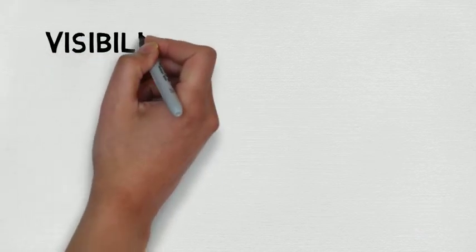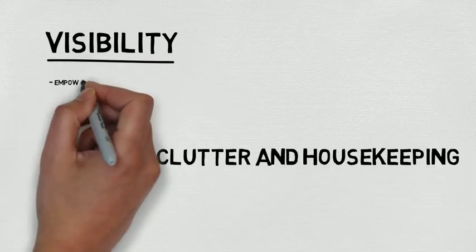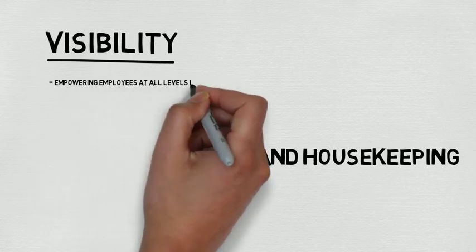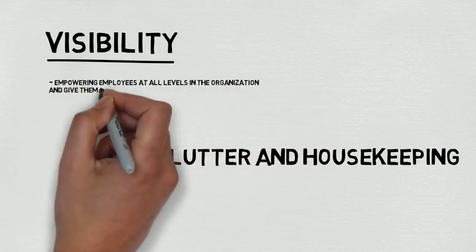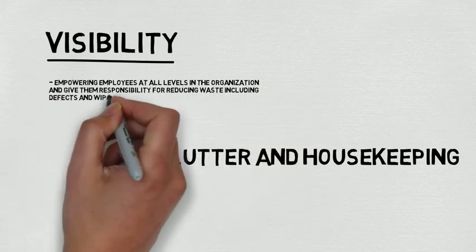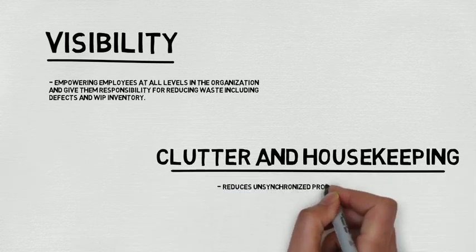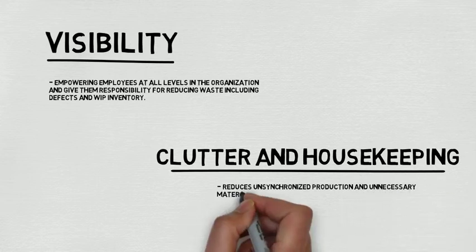There are various ways organizations can go about eliminating these kinds of waste, including visibility throughout the entire organization, as well as reducing clutter and basic housekeeping. By visibility, we refer to empowering employees at all levels in the organization and giving them responsibility for reducing waste, including defects and work-in-progress inventory. Clutter and housekeeping helps to reduce unsynchronized production and unnecessary material handling.